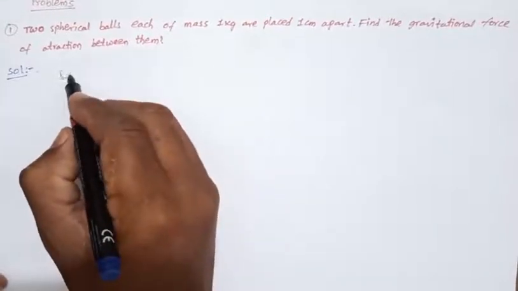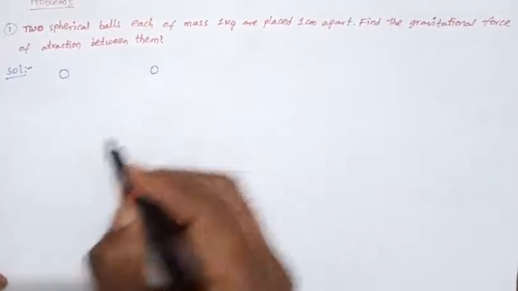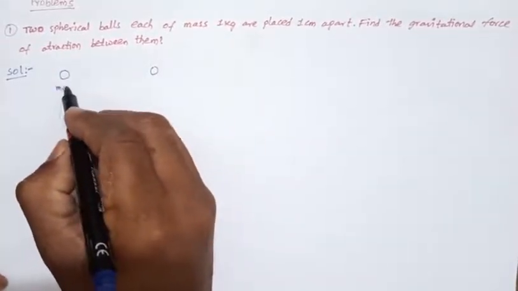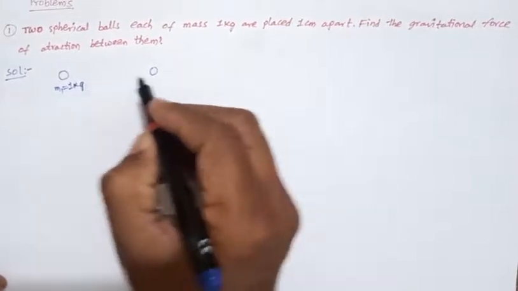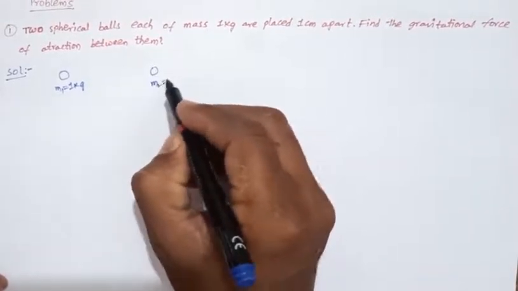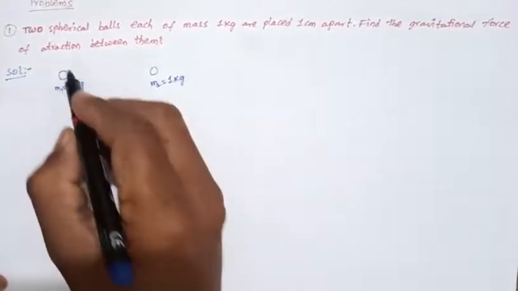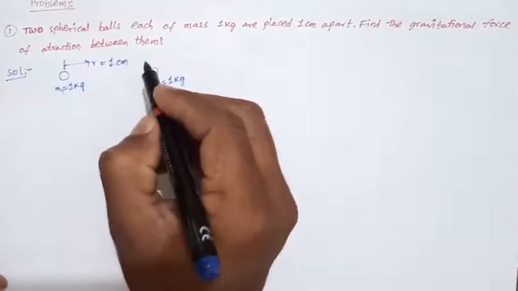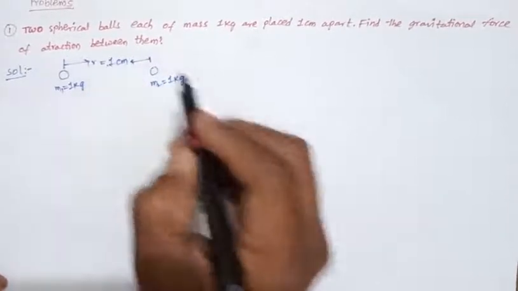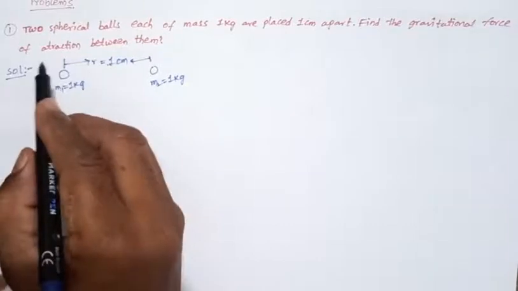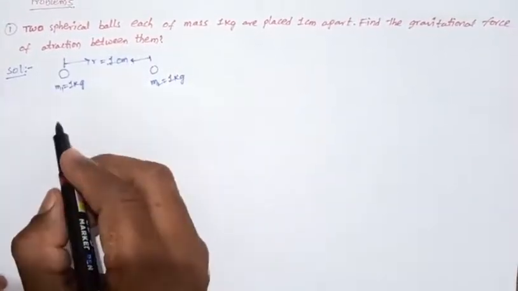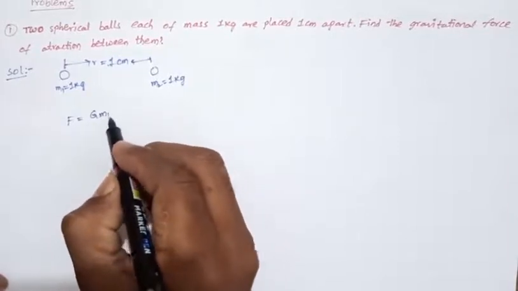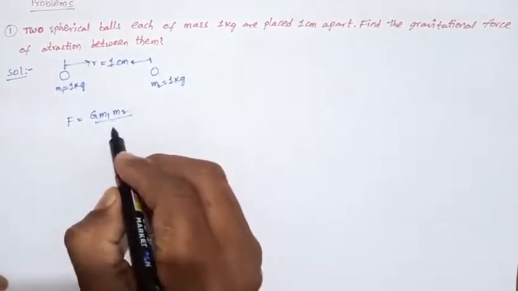So, here two spherical balls. Each mass is m1 equals 1 kilogram, and m2 is the same, also 1 kilogram. The distance between them, r, equals 1 centimeter. Find the gravitational force of attraction between them. So what is the equation here? F equals G m1 m2 by r square.